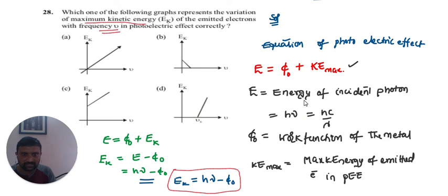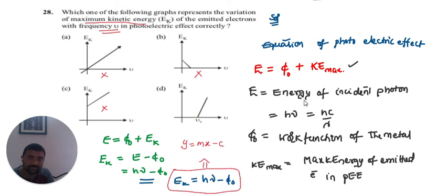Once we observe this, it is in the form y equals mx minus c. Which graph represents the equation y equals mx minus c? The slope is positive and the y-intercept is negative. This one is passing through the origin, so it is not the correct answer. This one has a negative slope, so it is also not correct. Here the y-intercept is positive, so this is also a wrong answer.